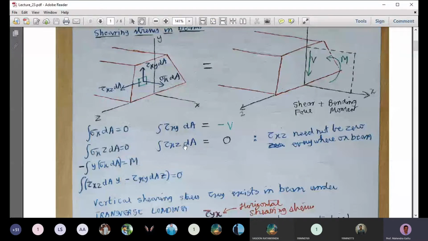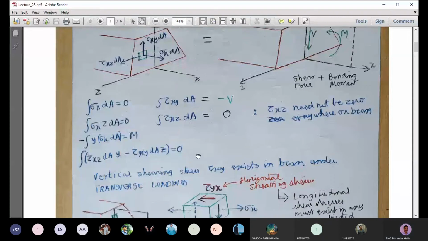Although the integral of tau xz dA is 0, meaning the shear stress in the z direction integrates to 0, the actual value of tau xz need not be 0 everywhere. It may be symmetric, so tau xz need not be 0 at every point in the beam. Our interest now is the shear stress tau xy, where the integral of tau xy dA is minus V. We are interested in this transverse vertical shear stress.